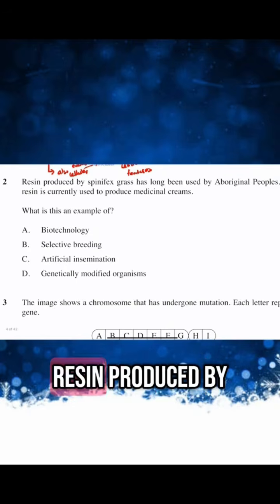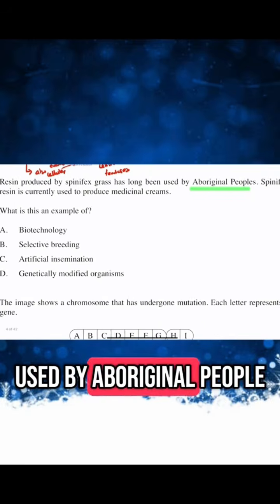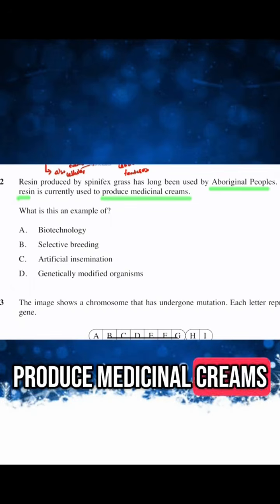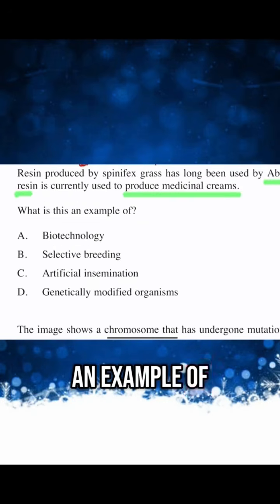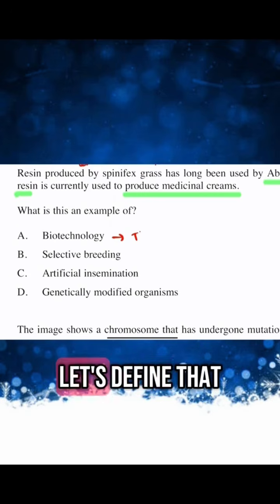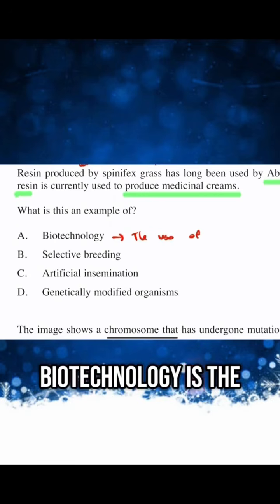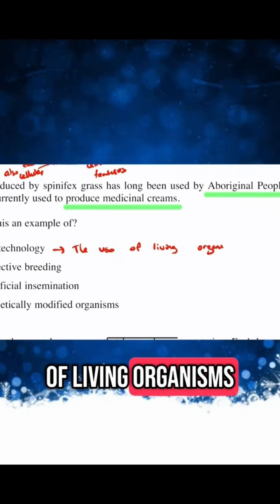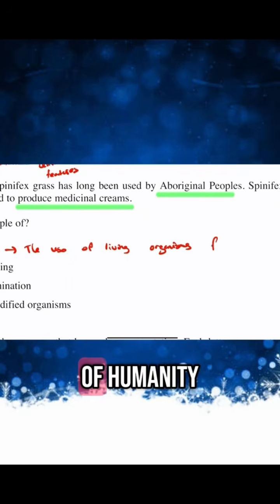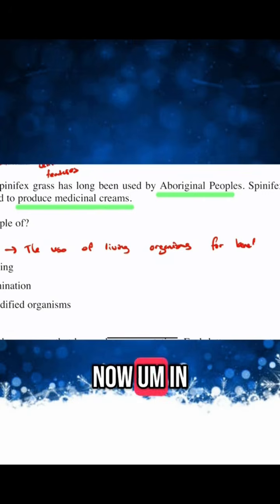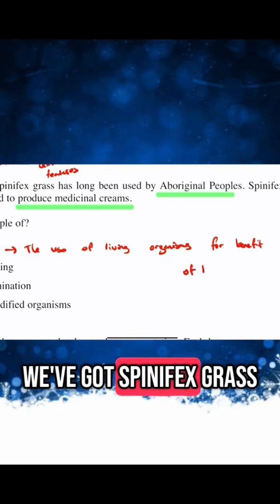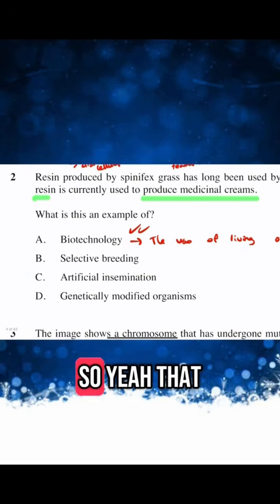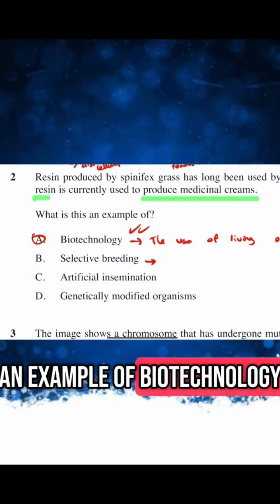Then we have resin produced by Spinifex grass has long been used by Aboriginal people. Spinifex resin is currently used to produce medicinal creams. What is this an example of? A biotechnology. Let's define that. So biotechnology is the use of living organisms or the processes of living organisms for the benefit of humanity. Now, in this case, where we've got Spinifex grass, it is being used to produce medicinal creams specifically. So yeah, that definitely is an example of biotechnology.